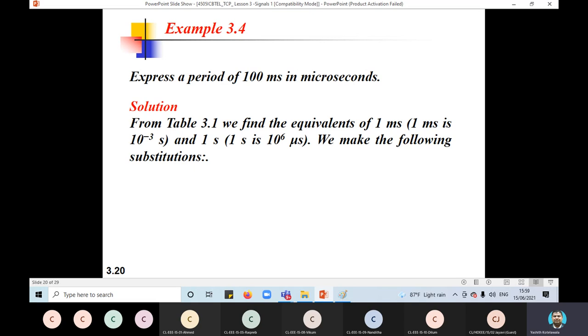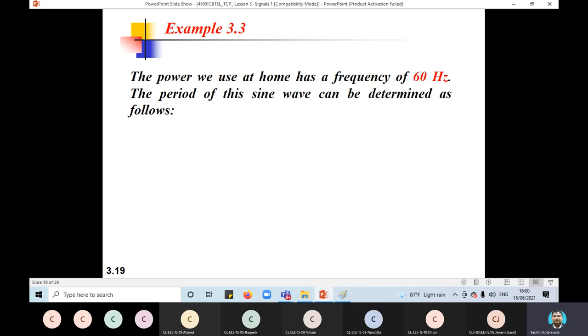Okay, see whether you can understand. We make the following substitutions. If you think about 1 millisecond, 1 millisecond is equal to 1000 microseconds, because 1 second is equal to 1000 milliseconds, and 1 millisecond is equal to 1000 microseconds. It goes 1000 by 1000, see?